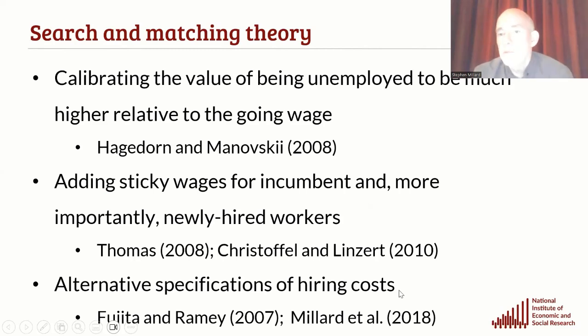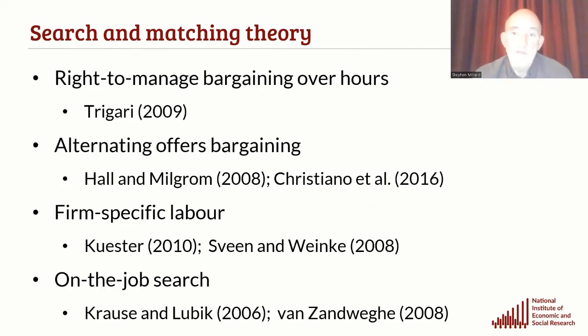Alternatively, you can play around with the costs of hiring workers. It costs money to post vacancies, but it may be that there are increasing returns to posting more vacancies, or decreasing returns to posting more vacancies, in terms of the cost of posting them. That can help solve the problem as well. Again, I have a paper on that, but the Fujita-Ramey one is probably the better known reference, I should say. You can have right to manage bargaining over hours. You can have firm-specific labor. You can have on-the-job search. All of these things help solve the problem.